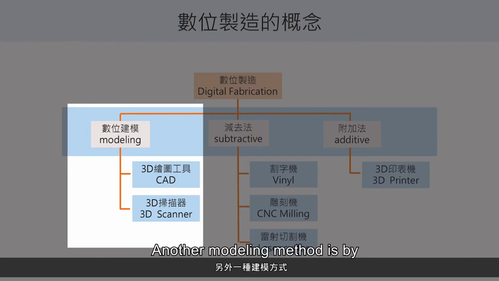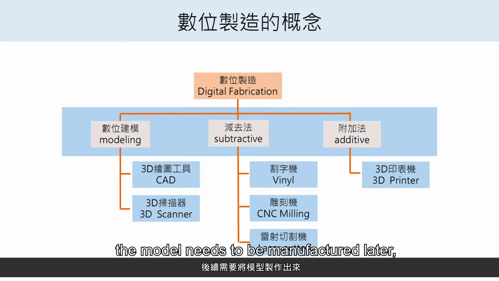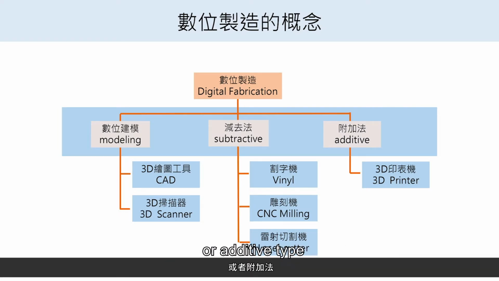Another modeling method is by using a 3D scanner to reversely obtain the digital data of a pre-existing design through a 3D scanning method. After the modeling is completed, the model needs to be manufactured later, which can be done through subtractive or additive type of machinery.